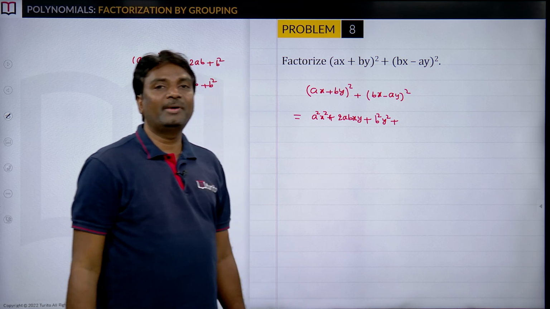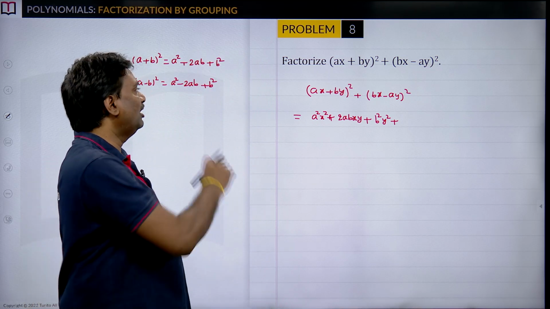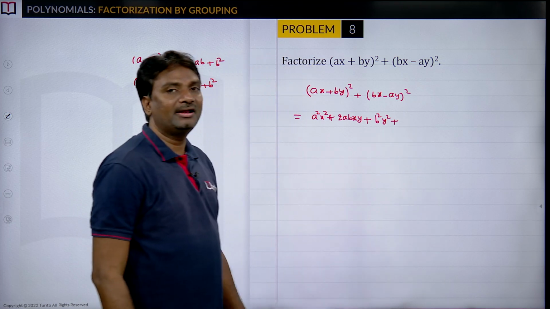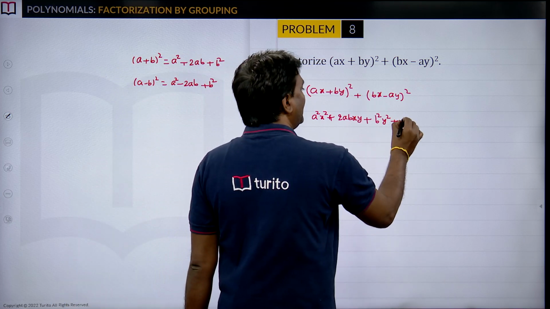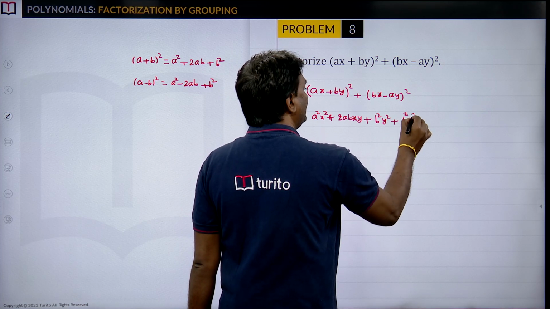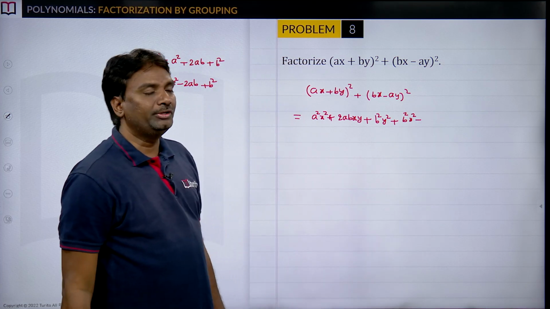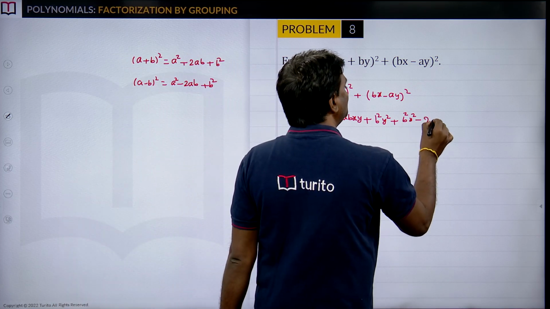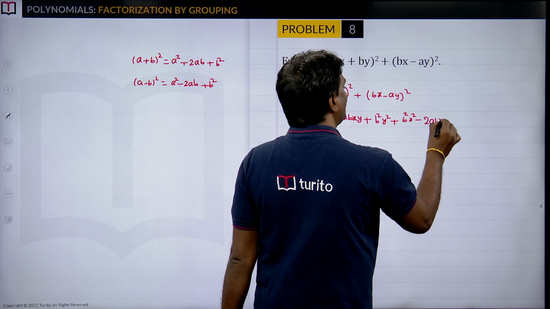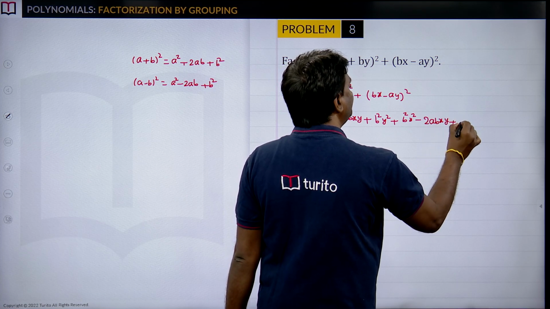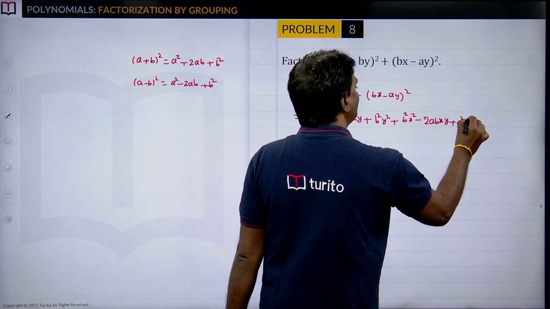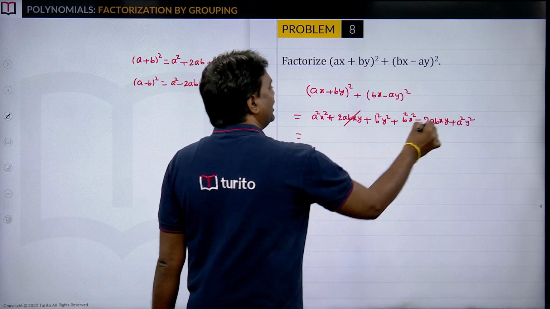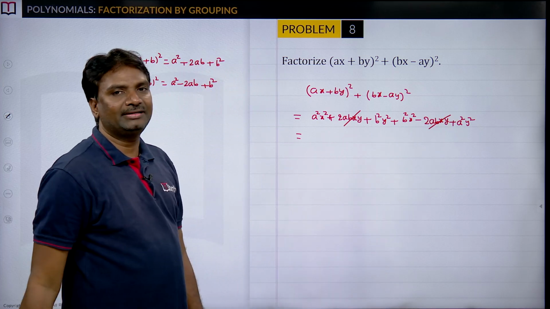Here (bx minus ay) whole square, that is in the form of (a minus b) whole square, a square plus b square minus 2ab, where a means bx: a square b square x square minus 2 into bx into ay, minus 2ab xy, plus b square a square y square. So, from this you will get plus 2ab xy minus 2ab xy get cancelled.